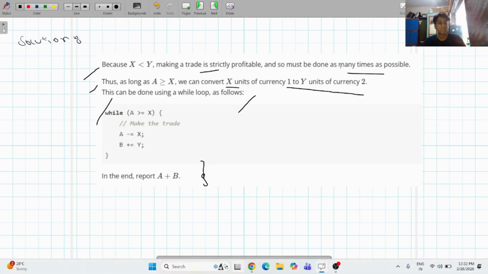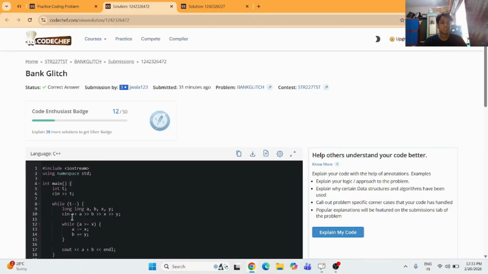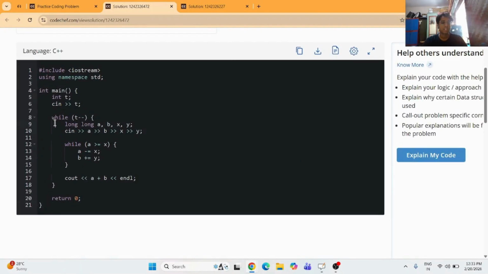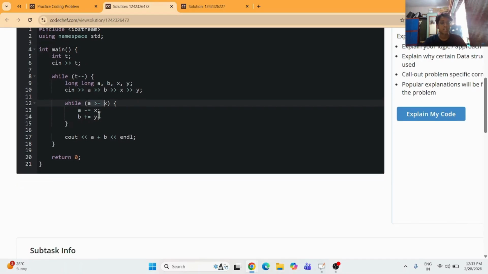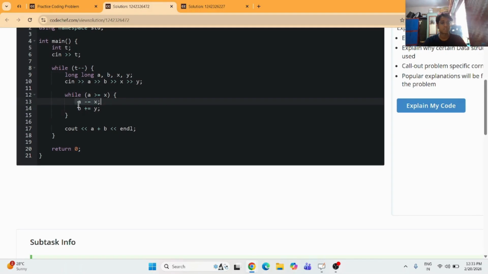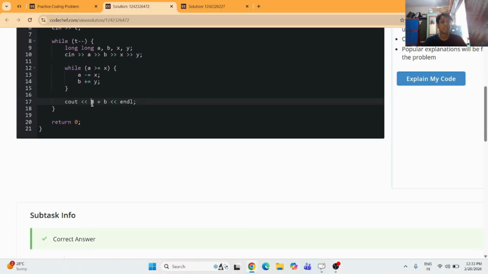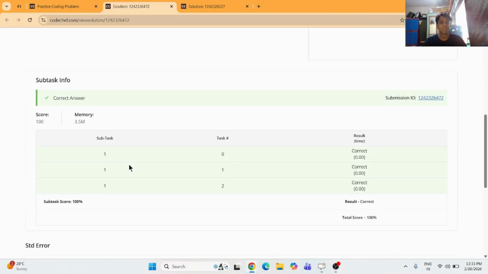Now let's move towards the simple C++ code. So guys, this is my simple C++ code. I took the input for all the test cases as well as A, B, X, Y. Over here in the while loop, I'm checking if A is greater than or equal to X. I will do A minus equal to X and B plus equal to Y. At the last, I will simply print A plus B. And as you can see, guys, I have got my C++ code, right?